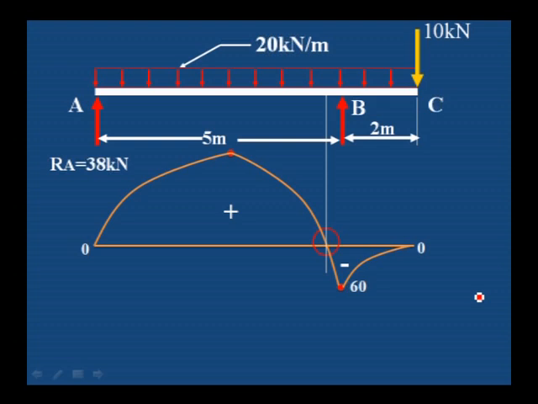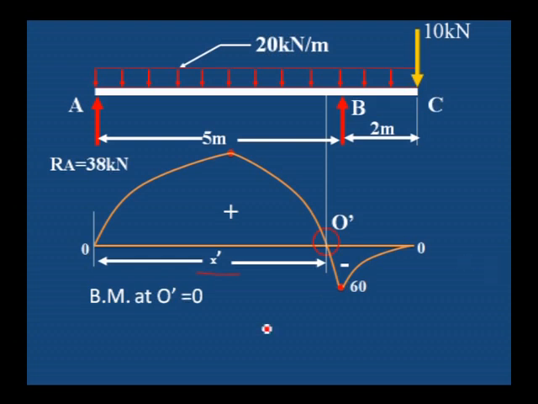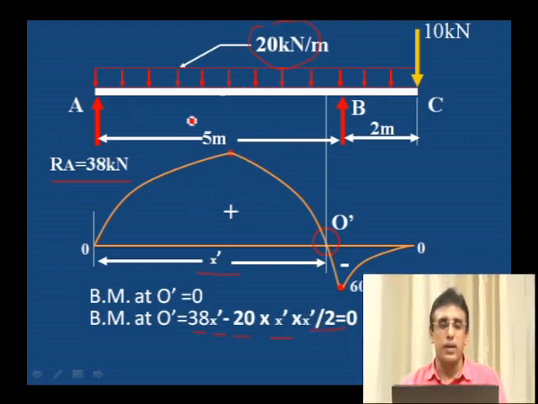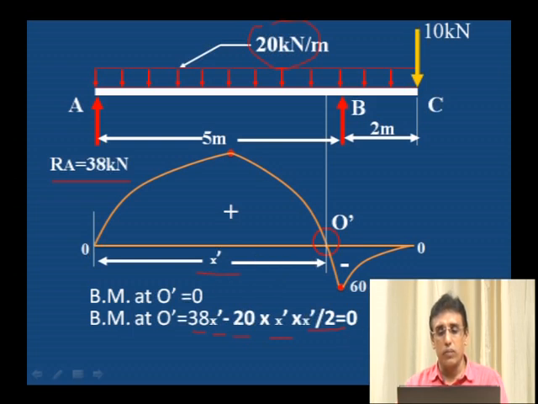And then to find the point of counterflexure, this is the point where it changes its sign. Let us call this O dash, at a distance of x dash from A. Bending moment at O dash is equal to 0. Find the bending moment at O dash, that is RA into x dash, minus 20 kilonewton per meter, total load 20 into x dash, into x dash divided by 2, which acts at the center of the UDL, must be equal to 0.